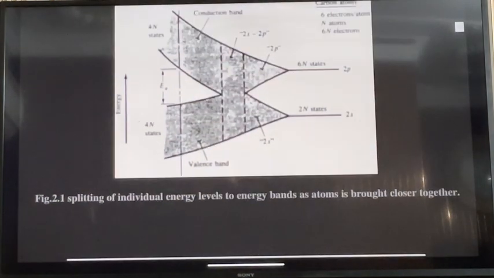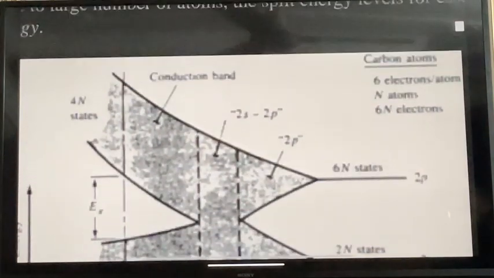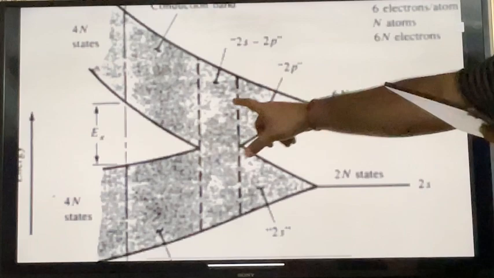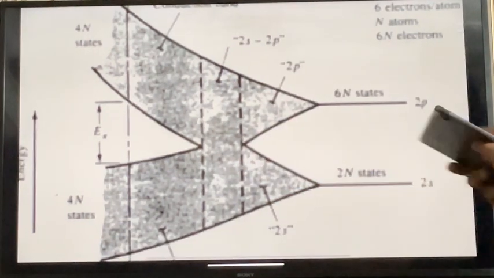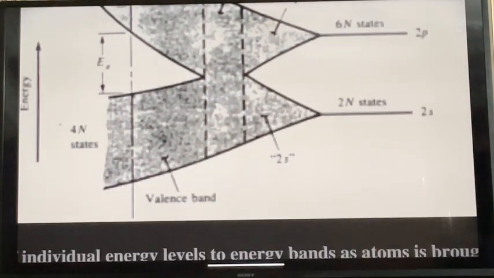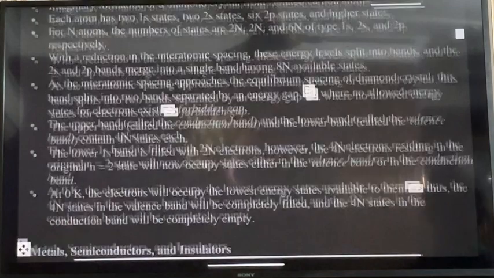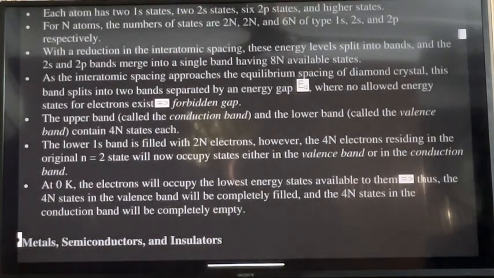So basically in this middle portion the 2s and 2p states have merged and all the 8n states are there in this single band. You cannot differentiate between the 2s and 2p states at this point. Now as the interatomic spacing approaches the equilibrium spacing of diamond crystals, this band splits into two bands having an energy gap Eg where no allowed states for electrons exist. This is known as the forbidden energy gap, and we will understand why this is very important.